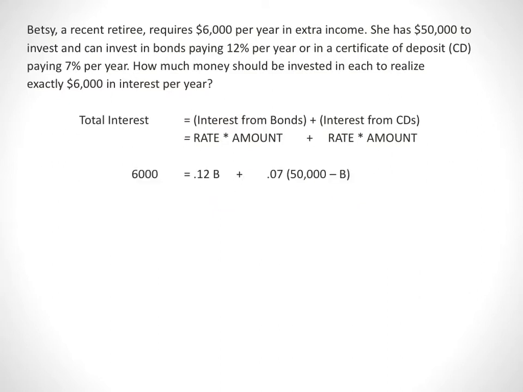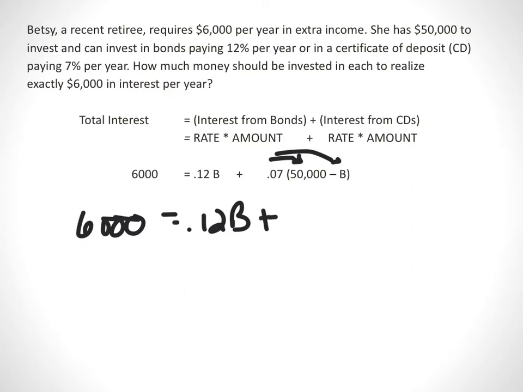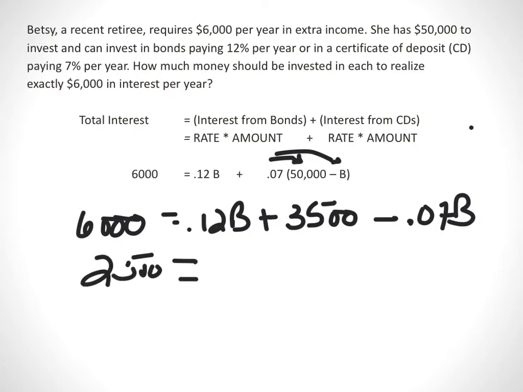So this is what that looks like, typed so you can read it. And now we have to go ahead and solve this for B. So we're going to distribute this 0.07, which is 7%, and that gives us 6,000 equals 0.12 of the bonds plus 0.07 times 50,000 is 3,500. And then 0.07 times that B gives you this. Go ahead and subtract 3,500 from both sides. You get 2,500 on the left, and on the right you get 0.05b because it's 0.12 minus 0.07.